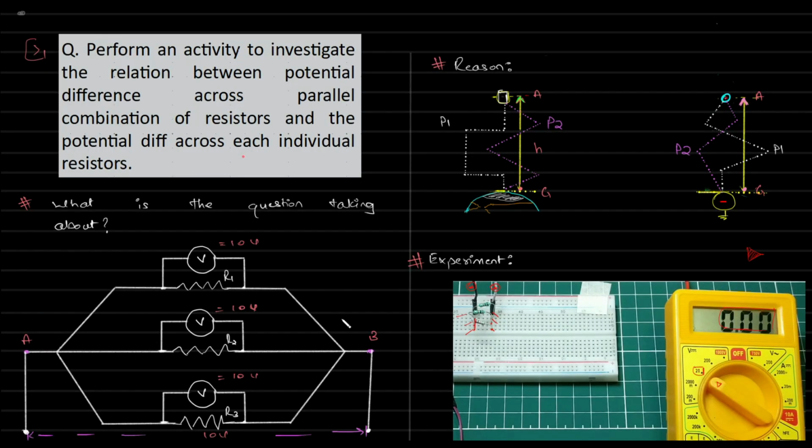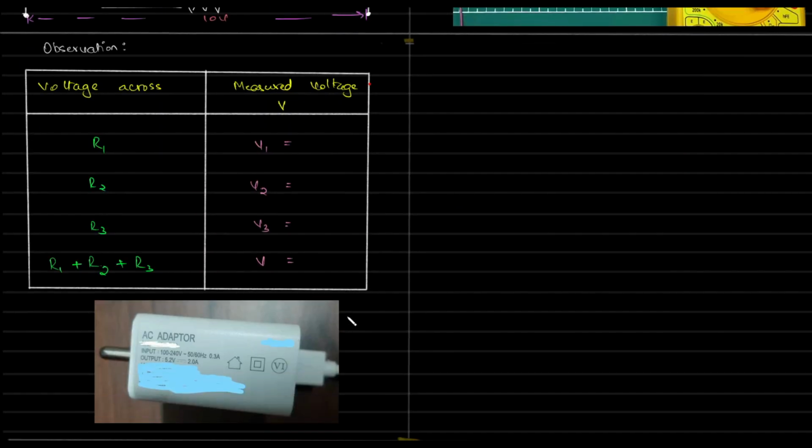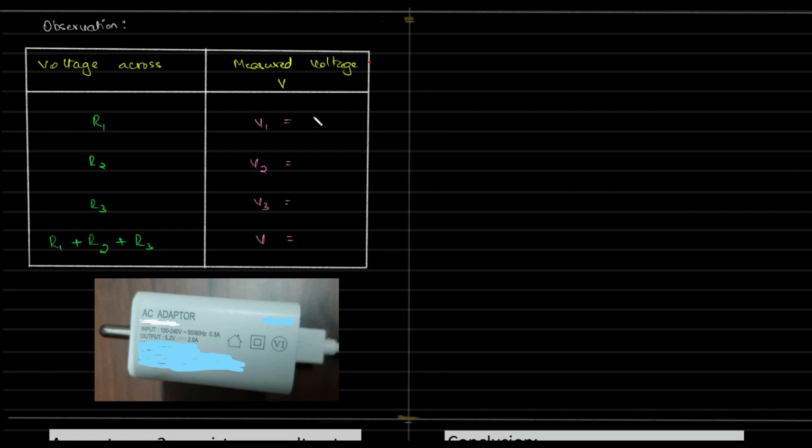So what did you guys see? All of them were around 5.3 something. Let me have a look. Actually, I forgot. Just a second. 5.34 volts across resistor 1, 5.34 across R2 and 5.34 across R3.